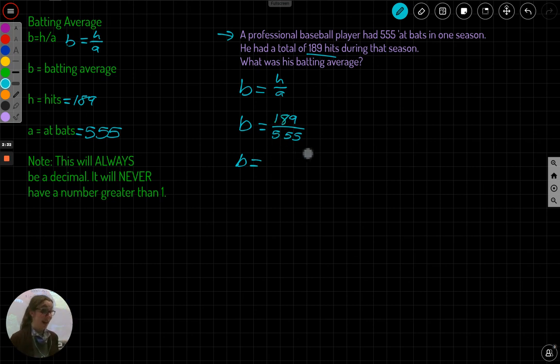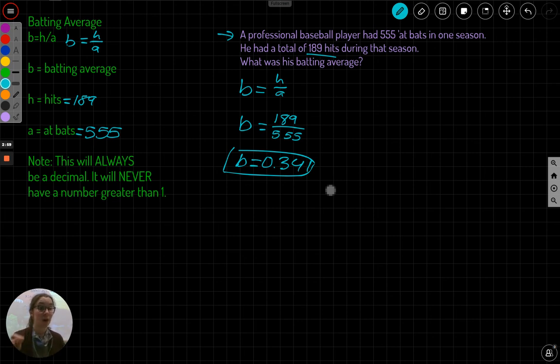And once we do that, and yes, you may absolutely use a calculator for this, we end up with about, we're rounding to the third digit here, 0 point, as I said, never greater than 1, 3, 4, 1. 3, 4, 1 is this professional baseball player's batting average, 0.341. Again, it will never be above 1.